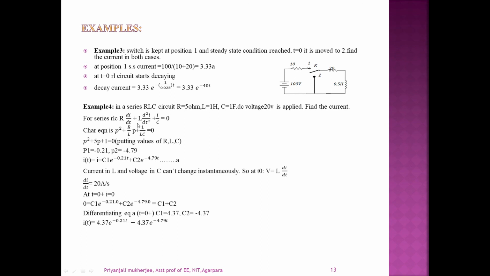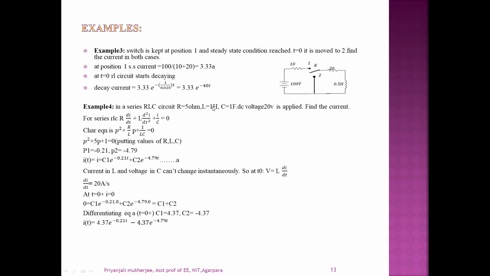So next, let's take an example. A series RLC circuit is considered here. R, L and C values are given and a DC voltage of 20 volt is applied. We need to find the current. Now for the series RLC circuit, the voltage equation becomes Ri plus L d square i by dt square plus i by C equal to 0. And from this equation, we have learned the characteristic equation becomes p square plus R by L into p plus 1 by LC equal to 0.